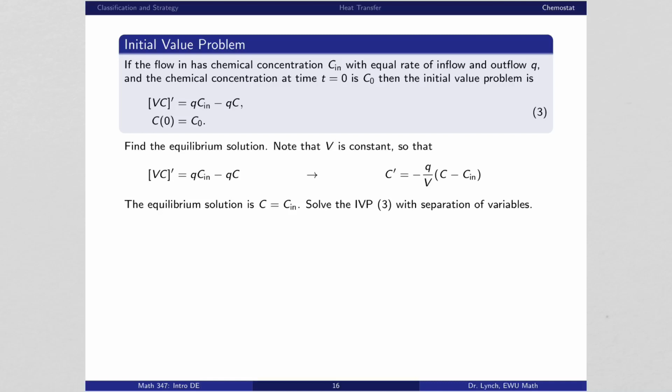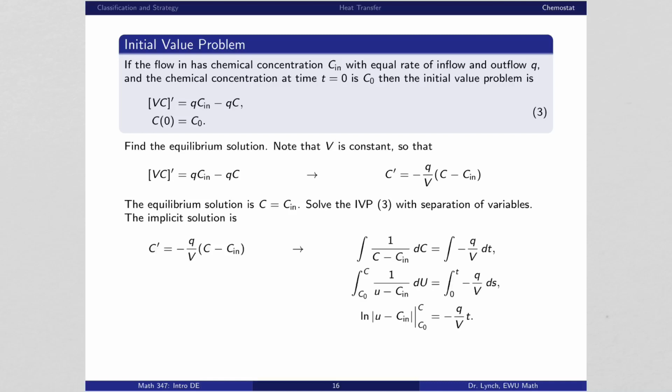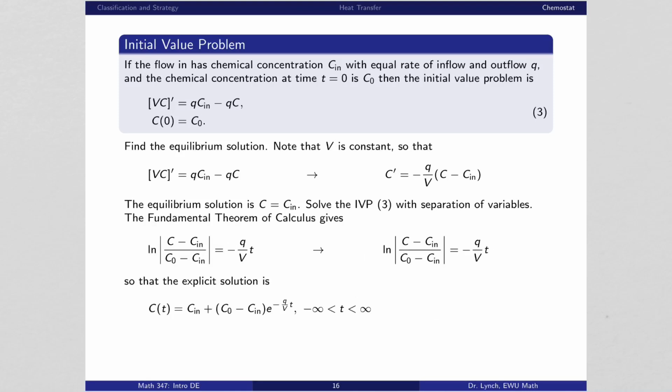Okay, so we can solve this initial value problem with separation of variables, and I'll run through that quickly. We can see that C prime is minus Q over V times the quantity C minus C_in. Here we'll use definite integrals and the fundamental theorem of calculus to identify an implicit solution to the initial value problem. The log of the quotient there is equal to minus Q over V times t.